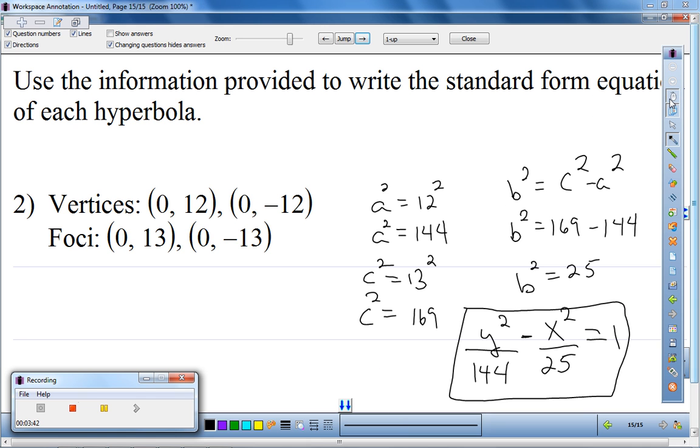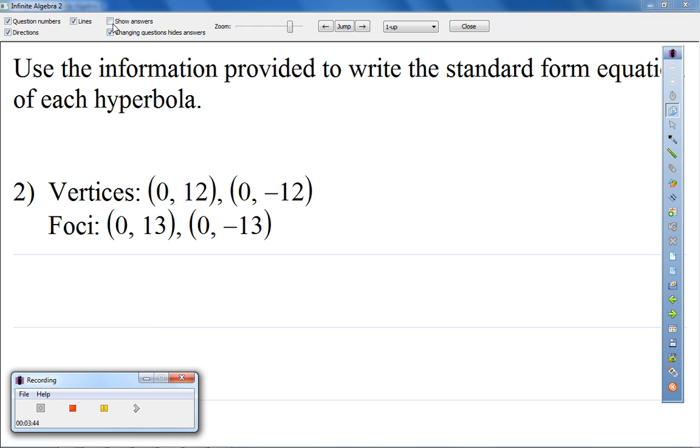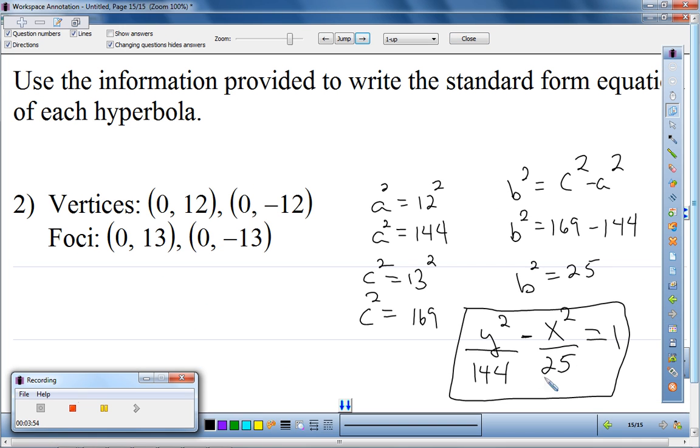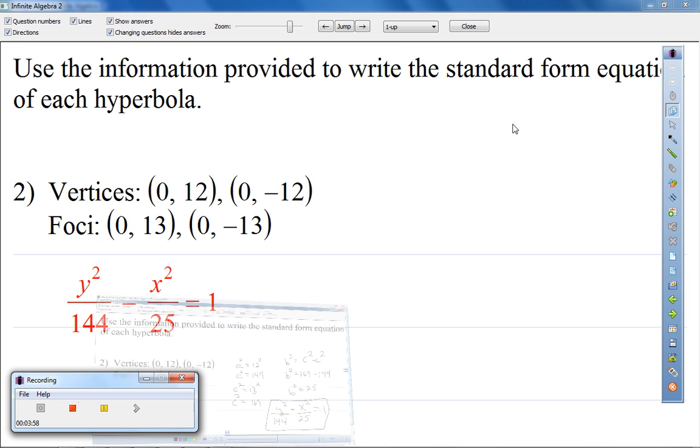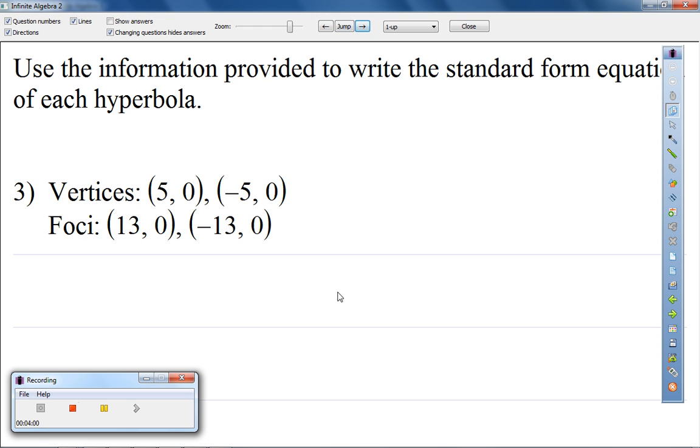And again, we'll check our answer. And that's what we came up with. Y squared over 144 minus x squared over 25 is equal to 1. So that was the equation of our hyperbola, which is what we discovered here. Alright, let's look at another example.